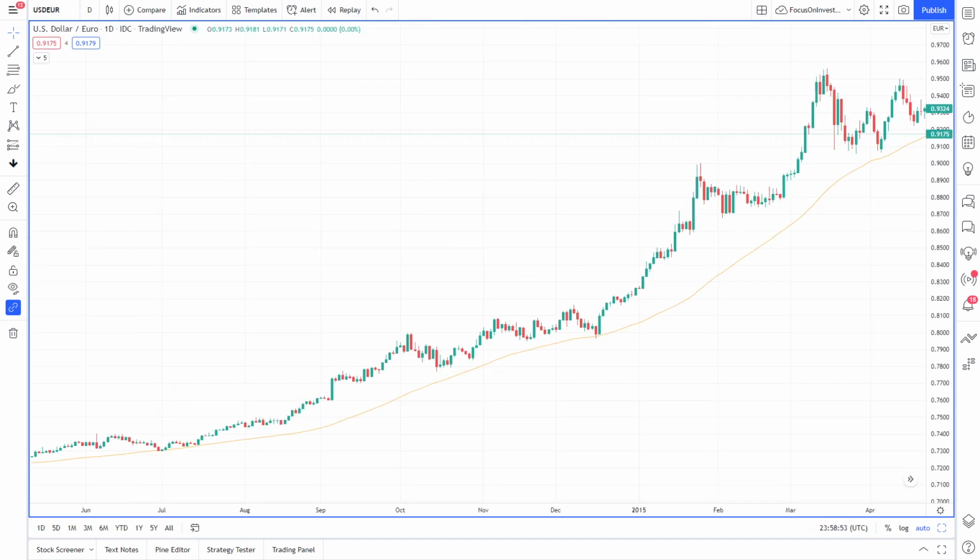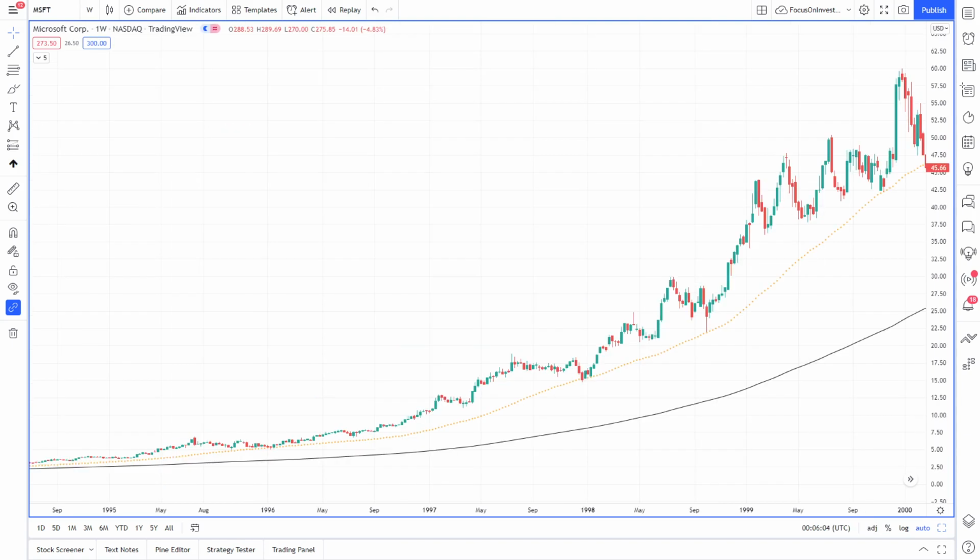Here we have the US dollar against the euro. If we look closely, we can see how price uses the 50 simple moving average as a level of support. Price bounces off the 50 simple moving average before continuing on in the direction of the bull trend.